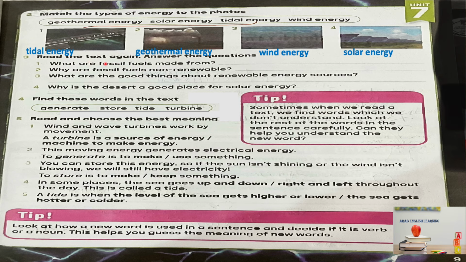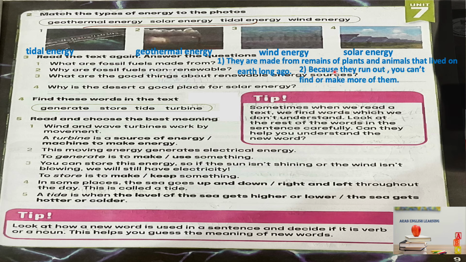Exercise 3, read the text again on page 8 and answer the questions. 1. What are fossil fuels made from? They are made from remains of plants and animals that lived on Earth long ago. 2. Why are fossil fuels non-renewable? Because they run out and you can't find or make more of them.